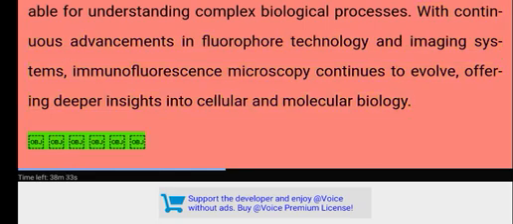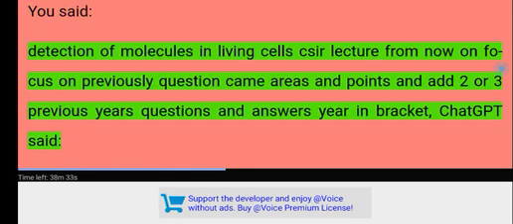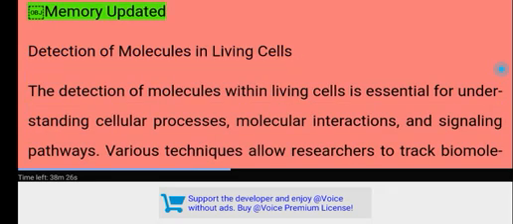You said: Detection of molecules in living cells. CSIR lecture. From now on, focus on previously questioned areas and points, and add 2 or 3 previous years' questions and answers, with the year in brackets. ChatGPT said: Memory updated.